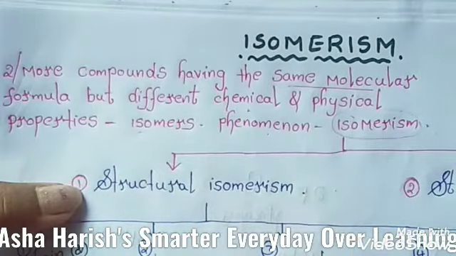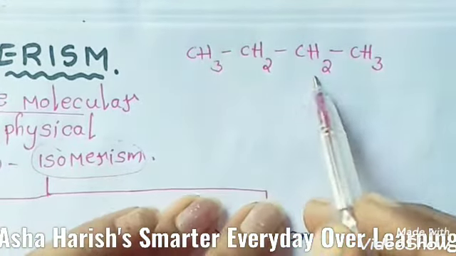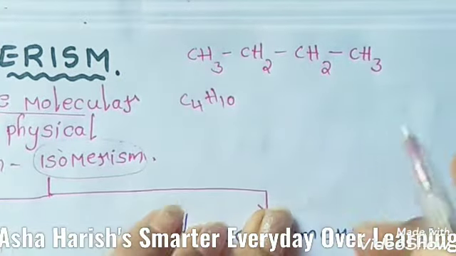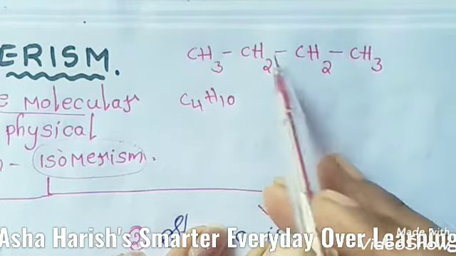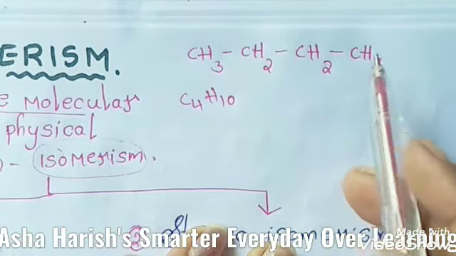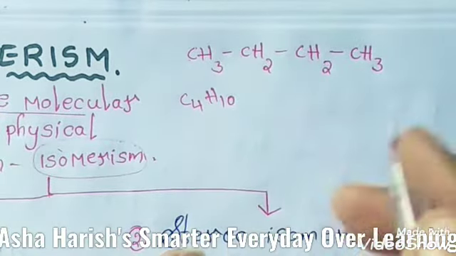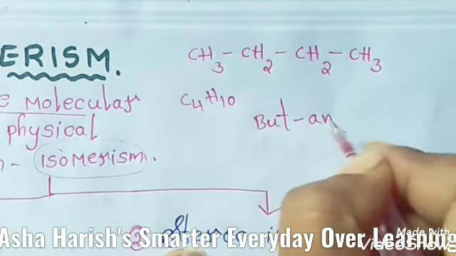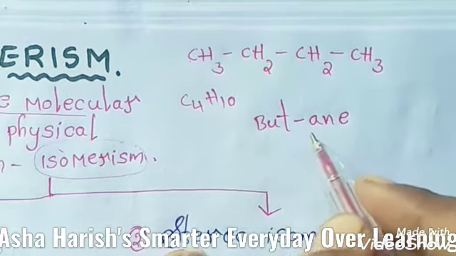Now let's see an example: CH3, CH2, CH2, CH3. This is C4H10. Here you have to observe how many carbon atoms and hydrogen atoms are present in this structure, and you can write the condensed molecular formula for it. Here 1, 2, 3, 4 carbon atoms are present, so the root word is but. Since only single bonds are present, it belongs to the alkane group, a saturated compound. Here the name is butane.